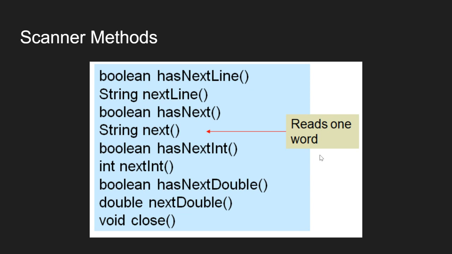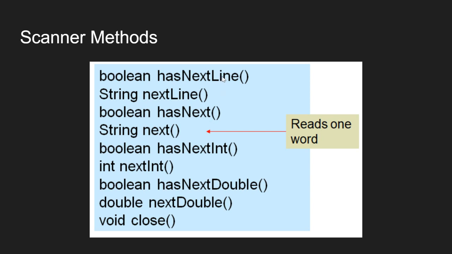So here's some of the scanner methods. We already know most of these, but we haven't really used hasNextLine. That's going to be very important for just looking ahead in a file and seeing if it has another line in there, and it's going to return a Boolean, like true or false. If it does have another line, it's going to return true. If not, false. Same with hasNext.